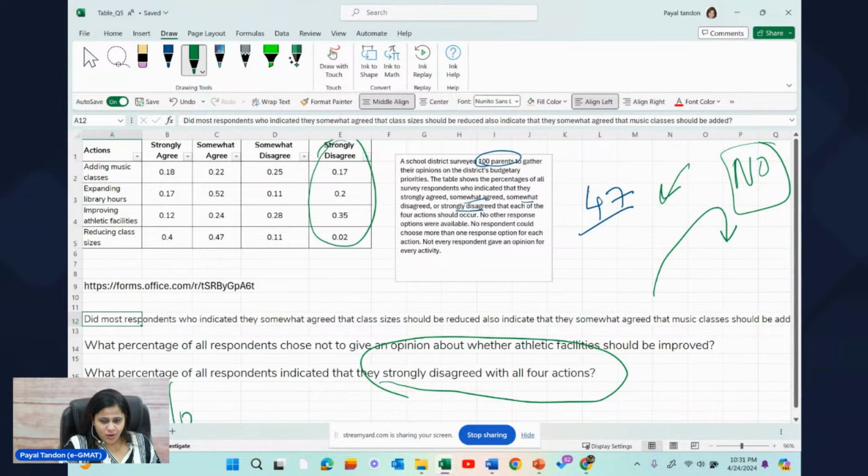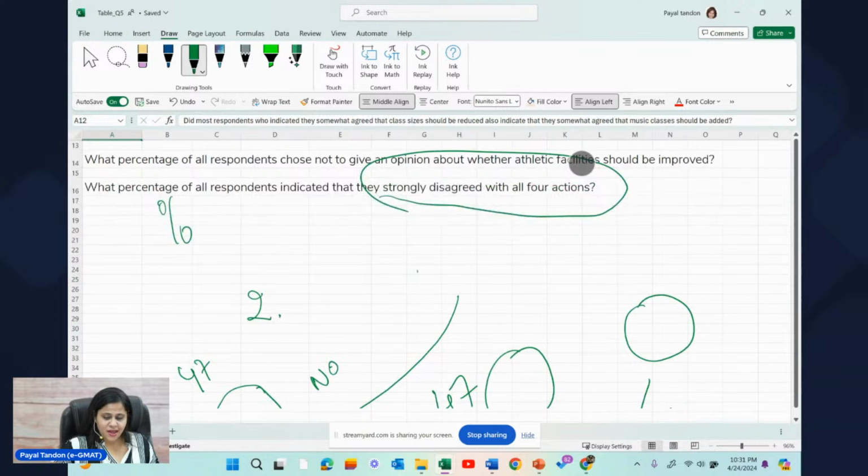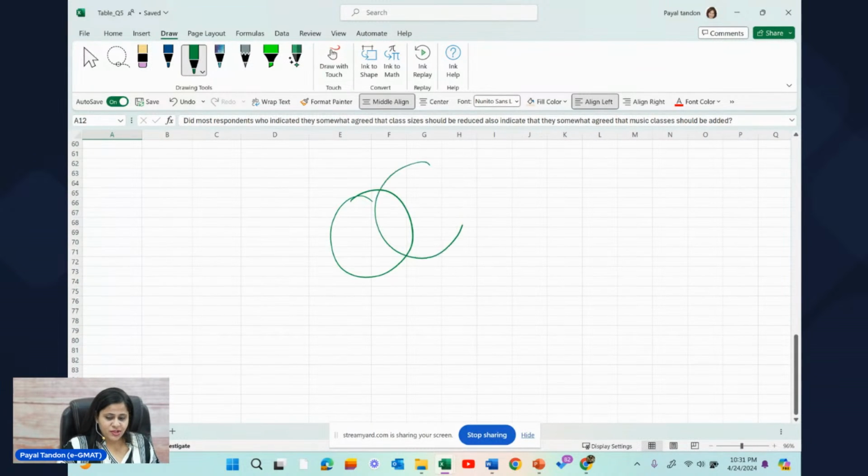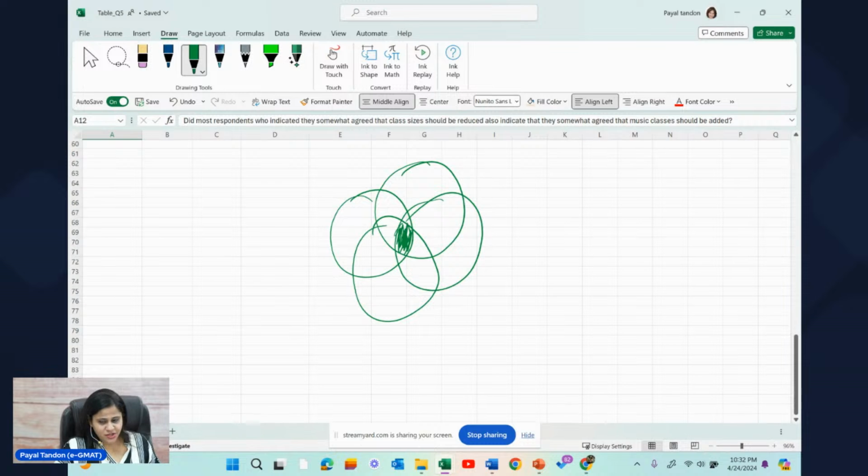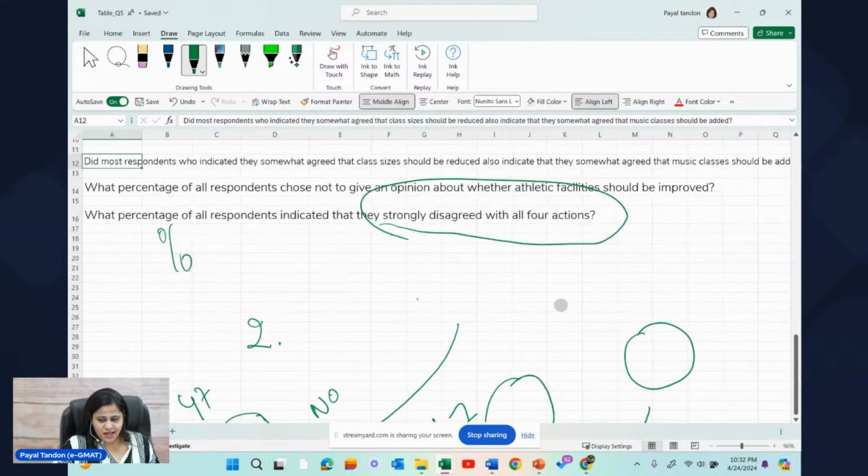For all I know, all these 17 people also are part of these, are also people who talk about expanding library hours, or maybe these 17 are completely different from these 20. So I really cannot figure out what percentage of all respondents strongly disagreed on all the 4 actions. Another way to visualize this is, these are 4 Venn diagrams, and really I need to figure out this part over here, and there is no data over here in the table that will give me that information, which means that the correct answer here is cannot be determined.